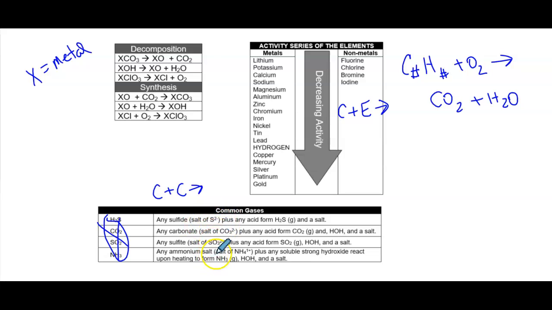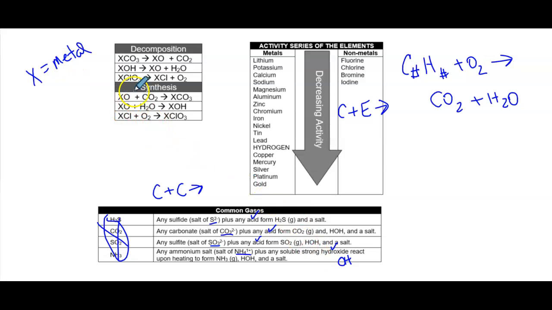In order for it to be a common gas, one of the two pieces of the compound must end in a sulfide, a carbonate, a sulfate, or start with an NH4. So if that's true, then also you have an acid in this case, an acid in this case, and an acid in this case, and a strong hydroxide. Remember, a strong hydroxide would be something with an OH attached. If both pieces are true, then you know the products it forms. It tells you exactly the products to form.